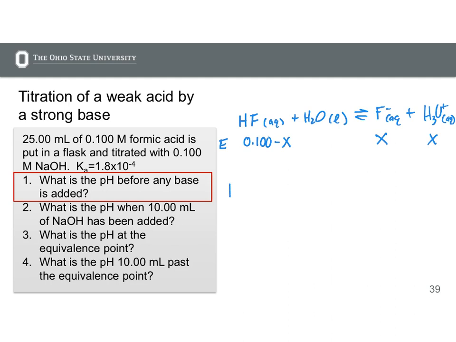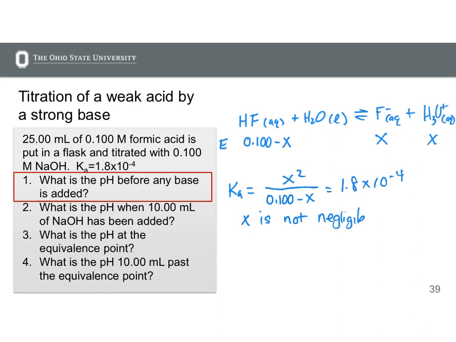And so we can use our Ka and set up our equilibrium constant expression. We'll have x squared over 0.1 minus x. And in this case, we can't ignore x. Okay? Ka is 1.8 times 10 to the minus 4. If you do the test, 0.1 divided by the Ka, the test will fail. So you need to use the quadratic formula.